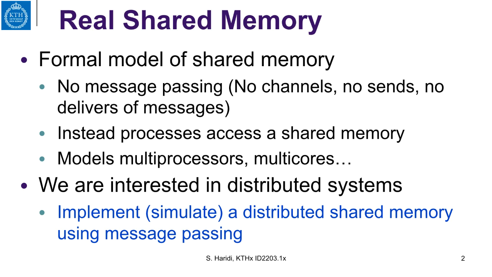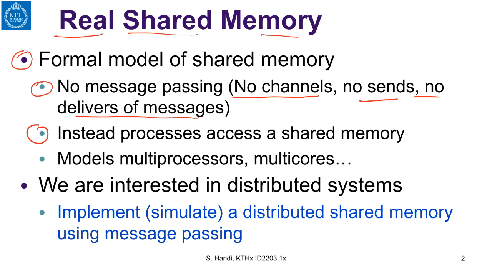First, let us consider real shared memory. So what would be a formal model of shared memory? We have no message passing. We only have a set of clients or processes communicating with the shared memory, so there are no channels. Processes do not send and deliver messages in this system. Instead, processes access the shared memory, and this models multiprocessors and multi-core systems.